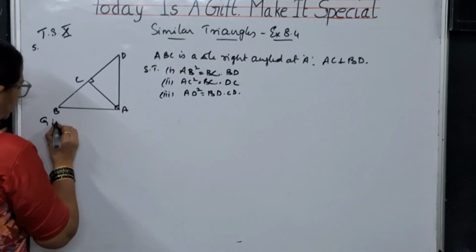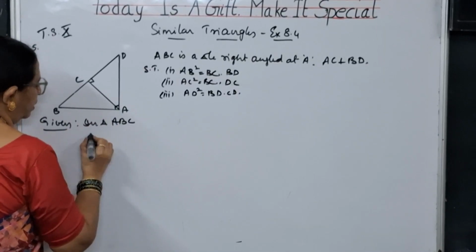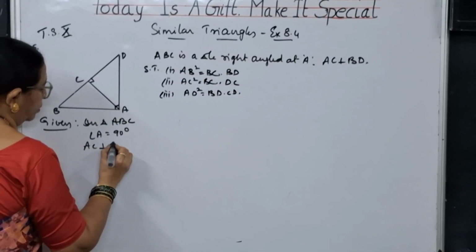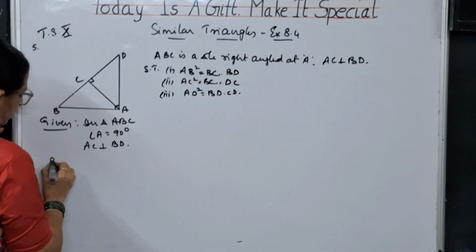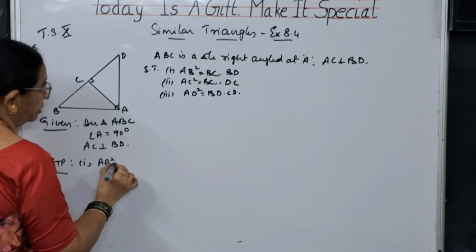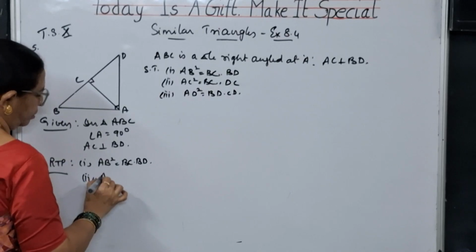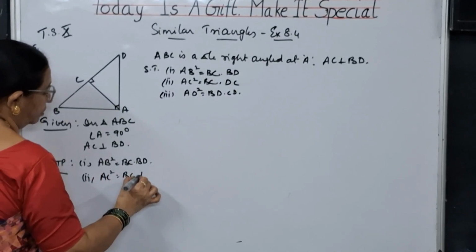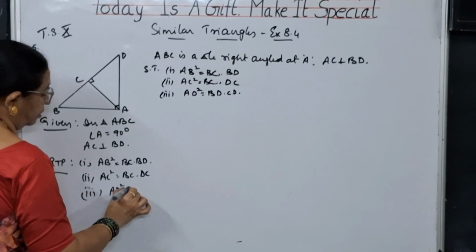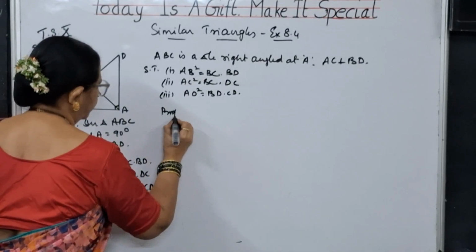So, what is given to us? In triangle ABC, angle A is equal to 90 degrees. AC is perpendicular to BD. What is RTP? First bit, AB square is equal to BC into BD. And second bit, AC square is equal to BC into DC. And third bit, AD square is equal to BD into CD. So let us go for the proof.